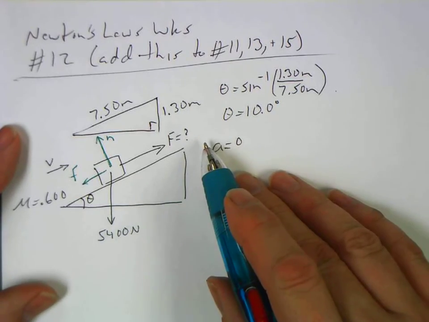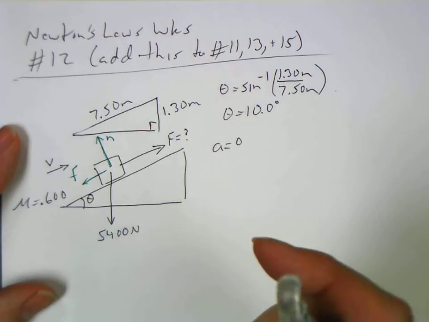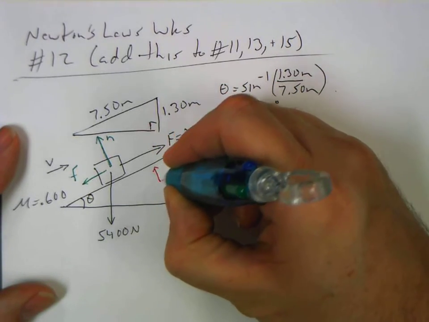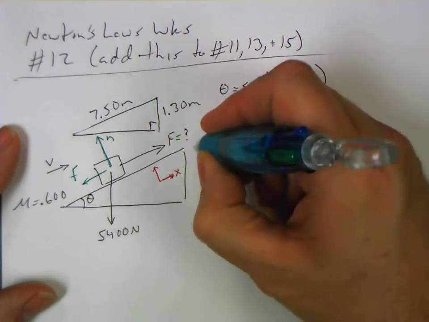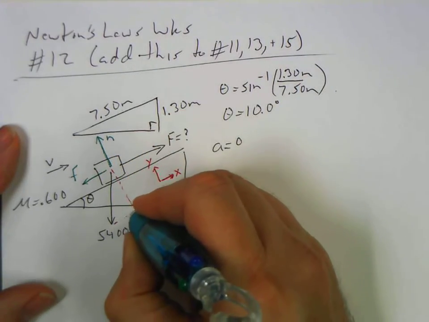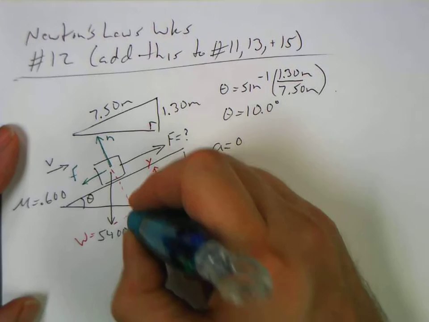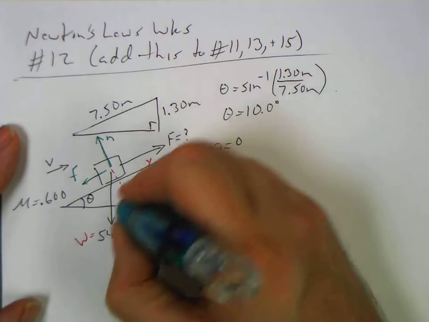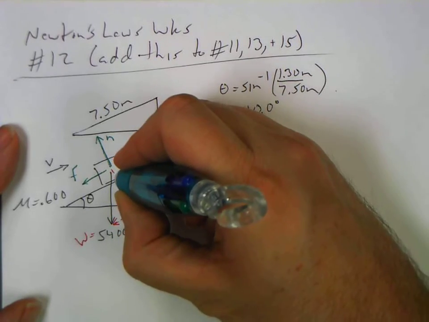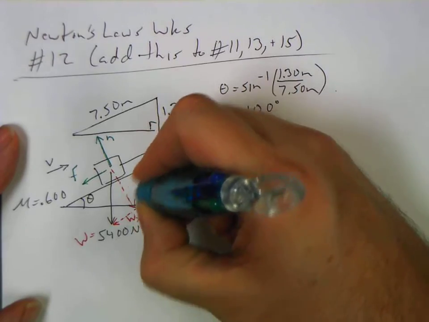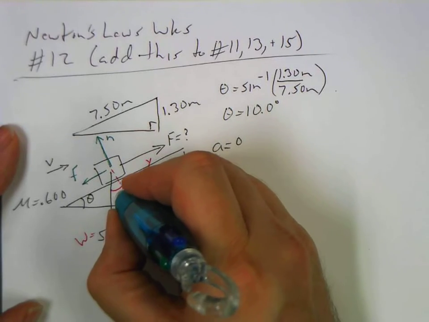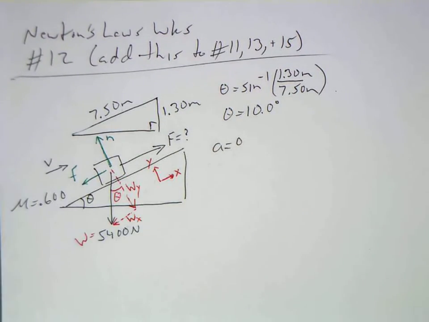because it is moving. Now, at this point, we should decide on what direction to make our x and y coordinates. And since we're on the ramp, we're going to say parallel to the ramp is x and perpendicular to the ramp is y. That means that our weight here can be broken into the component of the weight in the x direction, which is that portion, and the component of our weight in the y direction, which is this component. And as always, the top angle is the same as this angle over here because they're similar triangles.